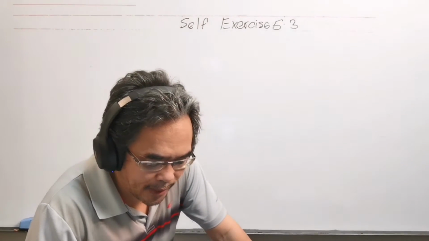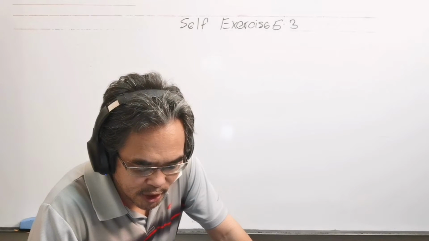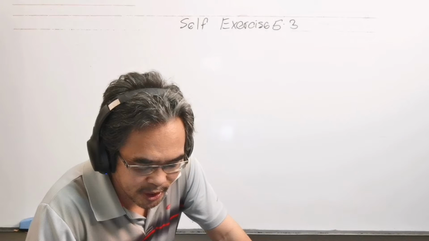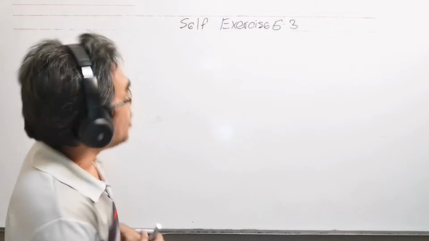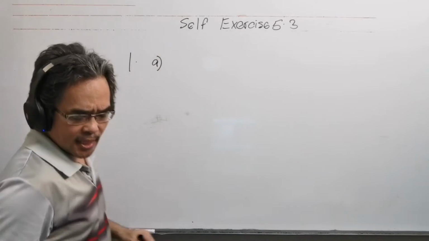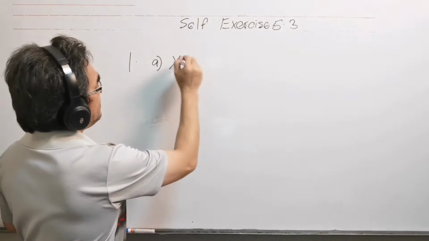Okay, so look at question number 1. In a mini hall, there are 3 switches to turn on 3 fans. X represents the number of switches that are turned on at a time. So what is the answer for number 1A? X is what?